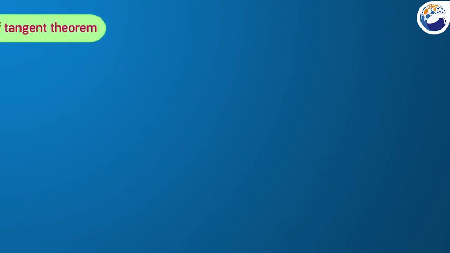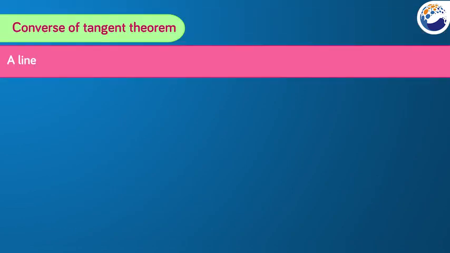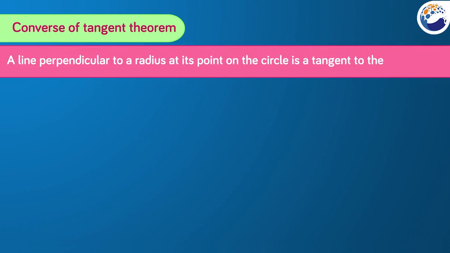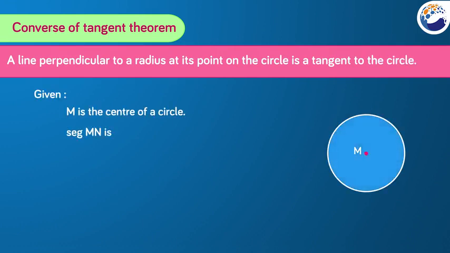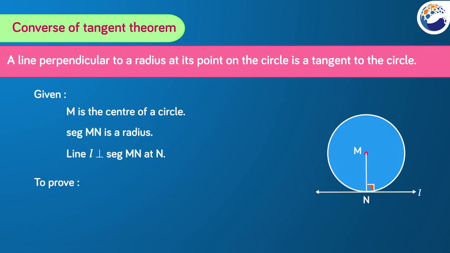Converse of tangent theorem. A line perpendicular to a radius at its point on the circle is a tangent to the circle. Given, M is the center of a circle, segment MN is a radius, line L is perpendicular to segment MN at N. To prove, line L is a tangent to the circle.